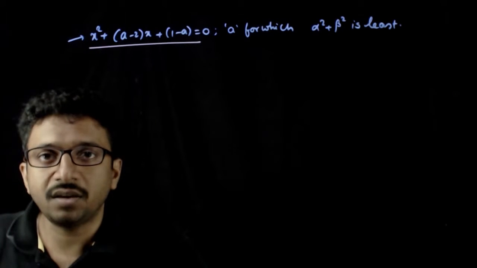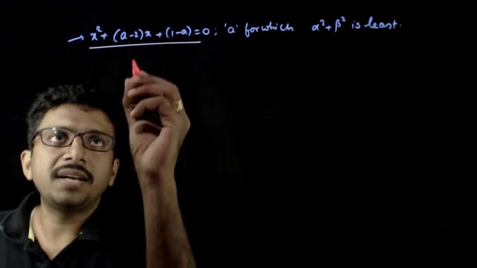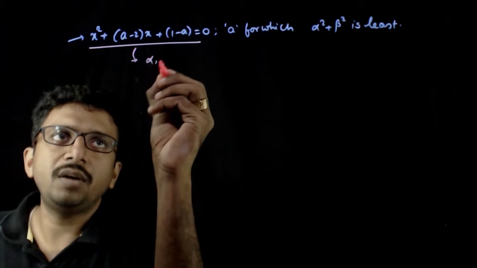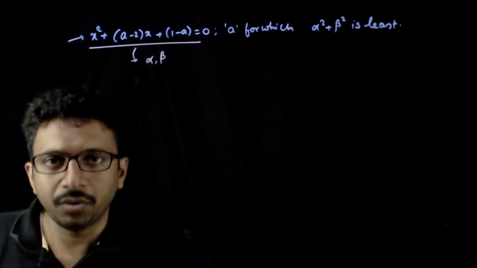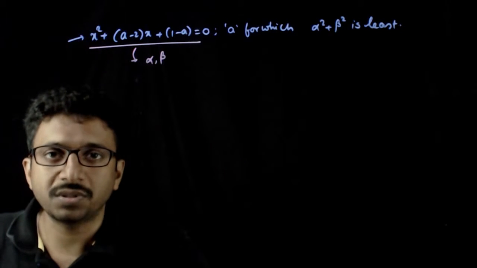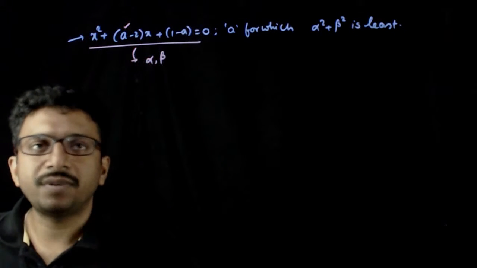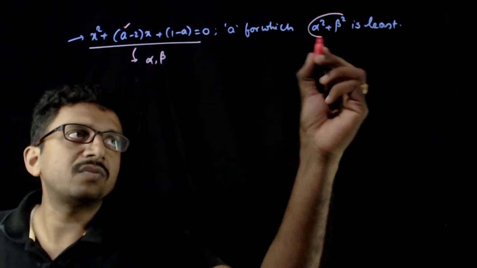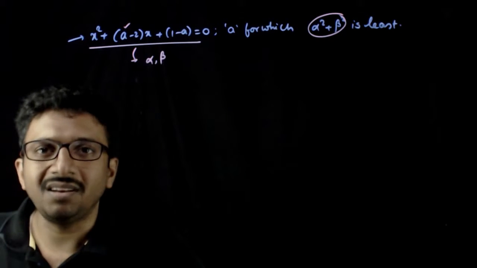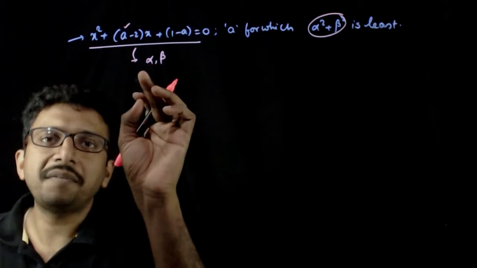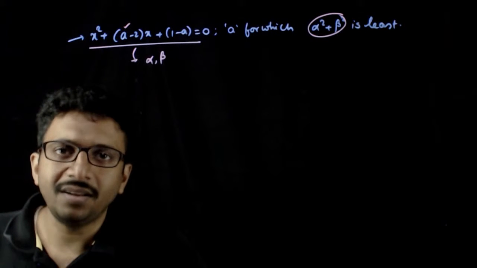So in this question you have a quadratic equation x square plus (a minus 2) into x plus 1 minus a is equal to 0. So let us say that this equation has roots alpha and beta. We know that a quadratic equation has two roots. So now the question is, what is the value of a for which alpha square plus beta square is the least? It is the sum of squares of these roots is the least value.